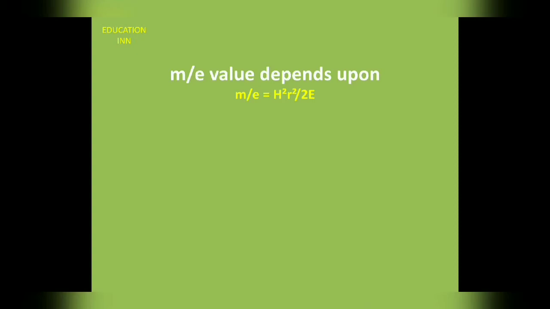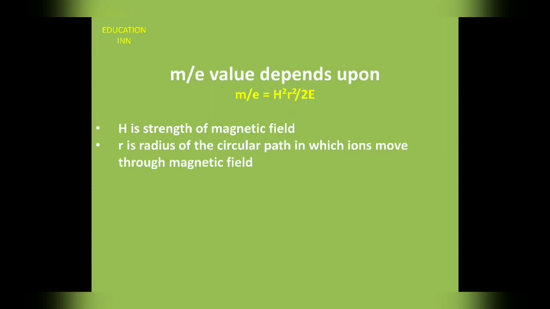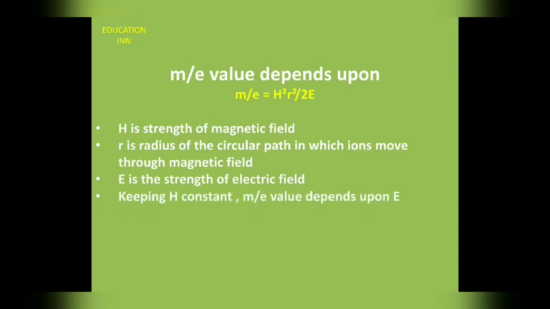The m over e value has this formula. This formula is derived after much complicated derivation, but ignoring the derivation we come to the formula. Here you can see the formula of the m over e value. Here H is the strength of the magnetic field, R is the radius of the circular path in which ions move through the magnetic field, and E is the strength of the electric field. You can see here, if we keep H constant, the m over e value depends upon E and varies inversely. If the E value is decreased, the m over e value increases, and if the E value is increased, the m over e value decreases.